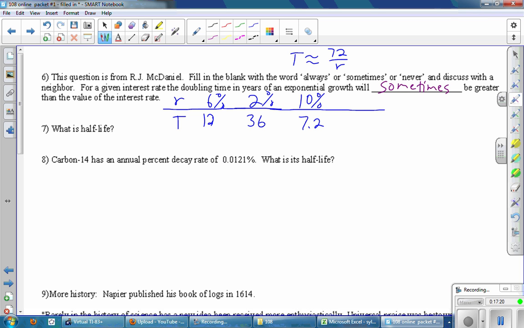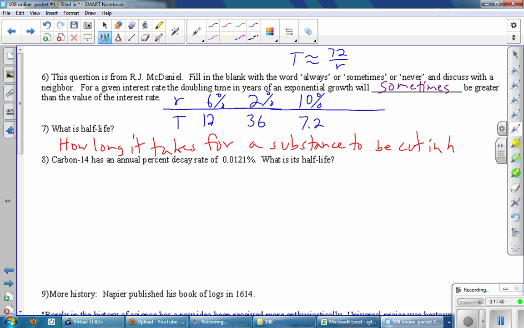Number 7, what is half-life? Half-life is kind of like doubling time. Half-life is how long it takes for a quantity of a substance to be cut in half.